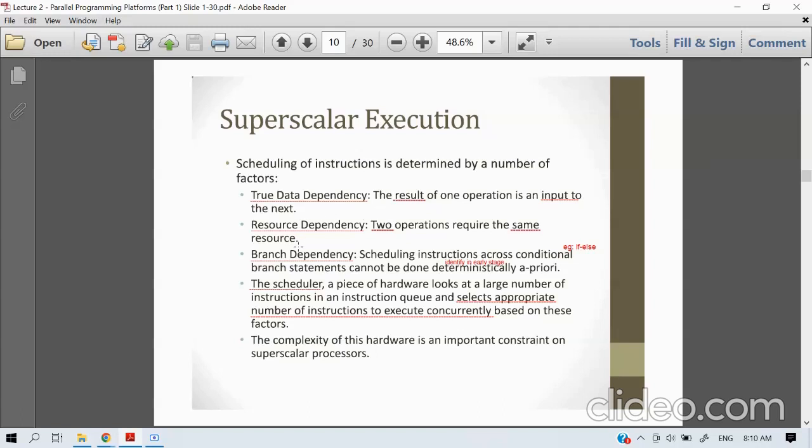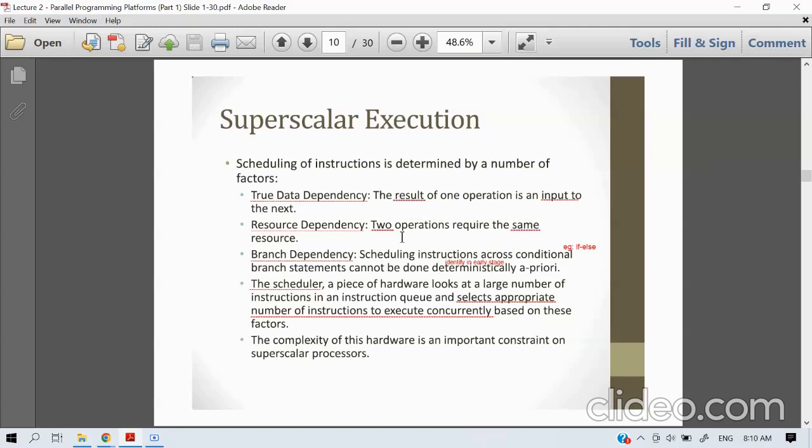The second factor is called resource dependency. This dependency happens when two operations require the same resources. They need to use the same resources so that the operation can be executed.